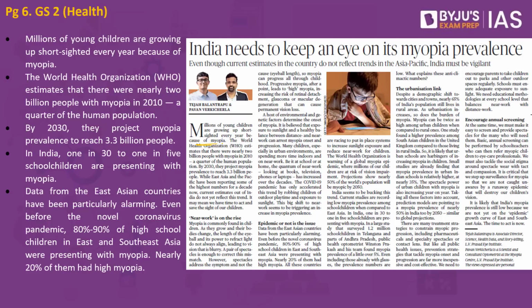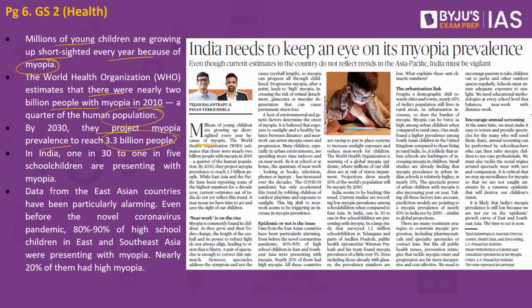Let's look into the statistics. Millions of young children are growing up short-sighted every year because of myopia. The World Health Organization estimates that there were nearly 2 billion people with myopia in 2010, a quarter of the human population. By 2030, they project myopia prevalence to reach about 3.3 billion people.